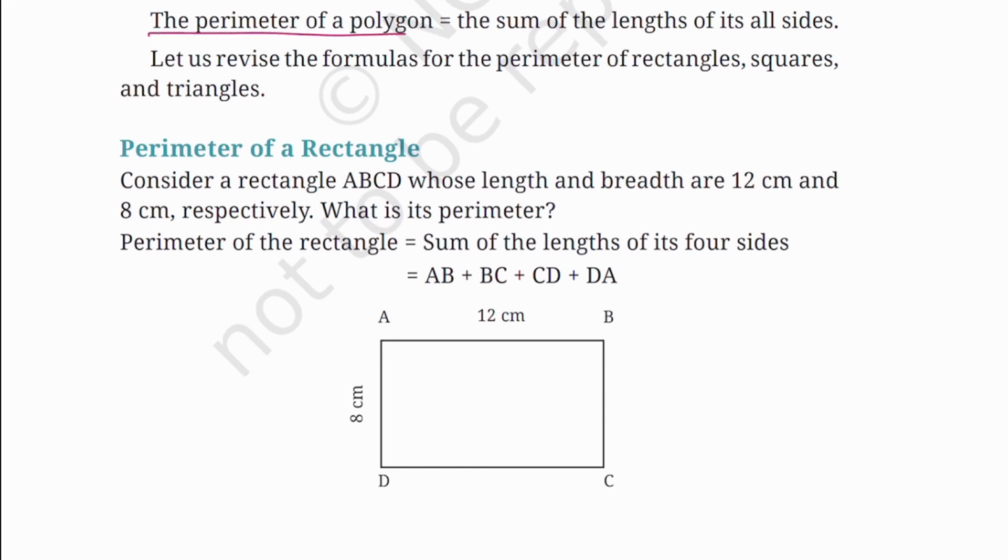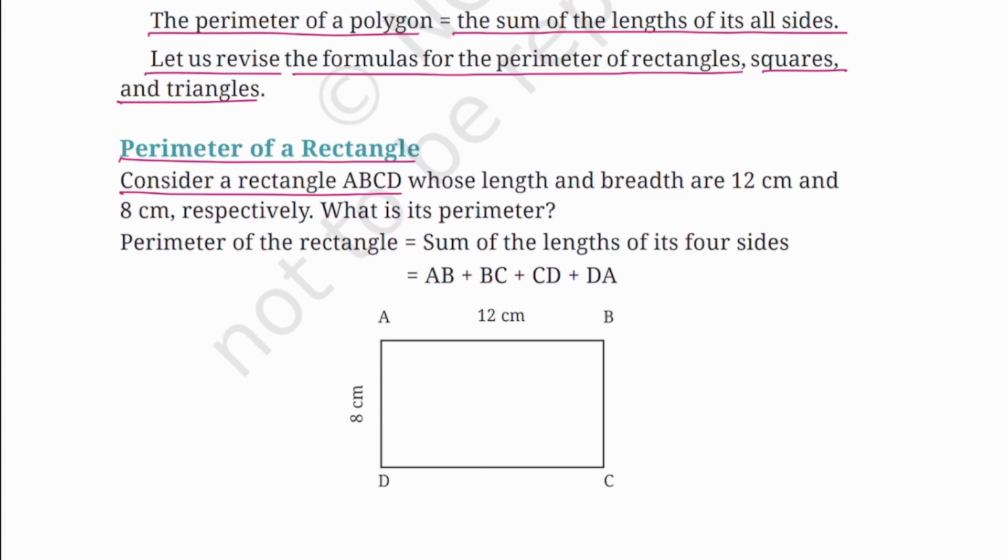The perimeter of a polygon is equal to the sum of the lengths of all its sides. Let us revise the formulas for the perimeter of rectangles, squares, and triangles. Perimeter of a rectangle.